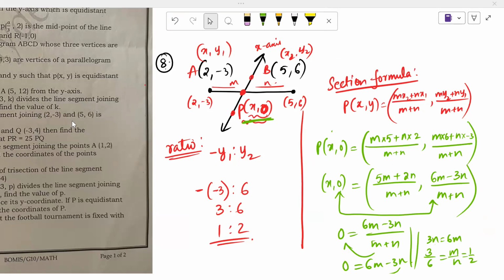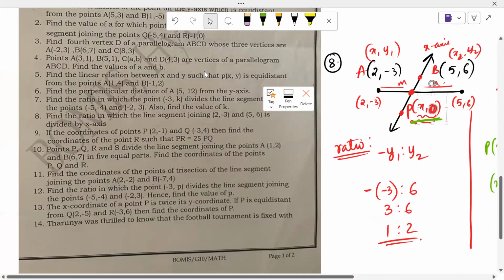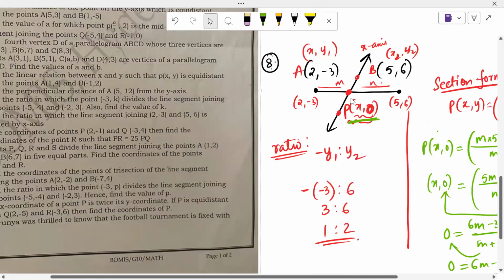So for the eighth question, find the ratio in which the line segment joining 2, -3 and 5, 6 is divided by the x-axis. So let's assume there is a line joining 2 points. A is 2, -3 and B is 5, 6. So this line joining 2 points is divided by the x-axis.